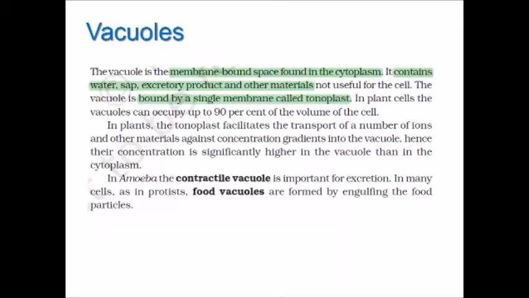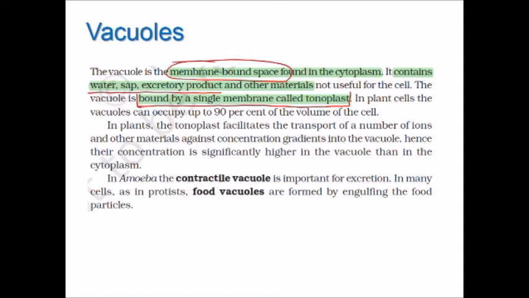Last part of the endomembrane system is vacuole. So vacuole is also a membrane-bound structure. It is mainly like a storehouse. So it will store a lot of substances like water, sap, excretory products, and some other materials which are not useful for the cell. A very important point is vacuole is bound by a single membrane, and the single membrane is called tonoplast. So tonoplast is the name of the membrane surrounding the vacuoles.